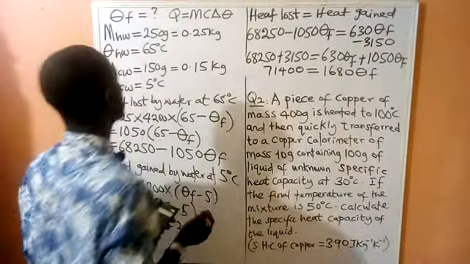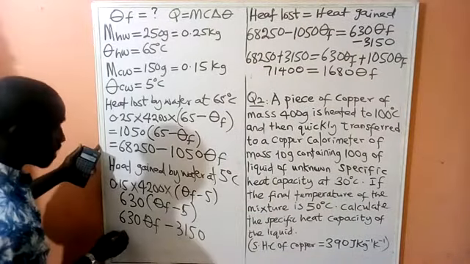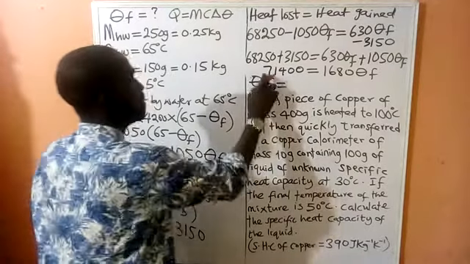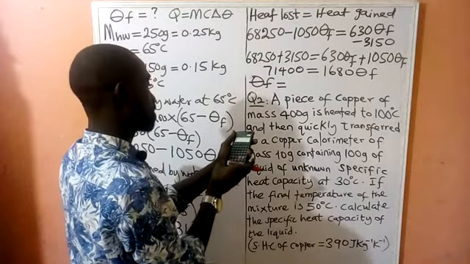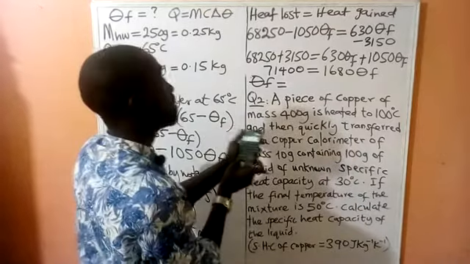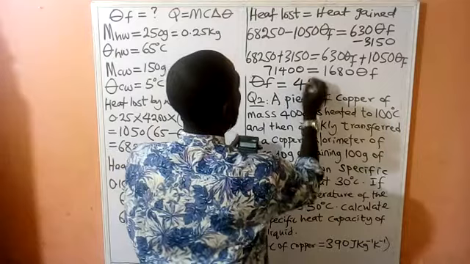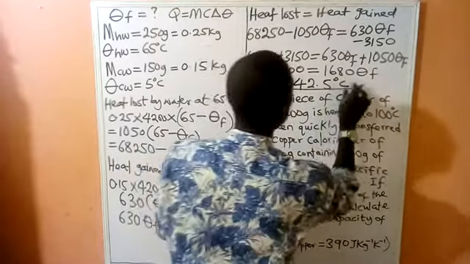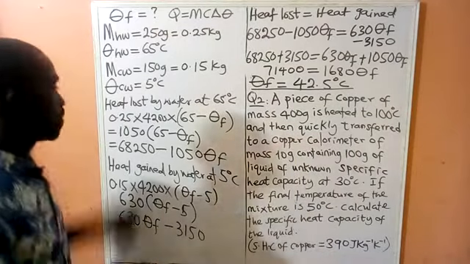So what is theta F? Find the temperature of the mixture. Theta F will just be equal to 71400 divided by 1680. That will give us 42.5 degrees Celsius. So we are saying the final temperature of the mixture is 42.5 degrees Celsius. Okay. So that's the first question.